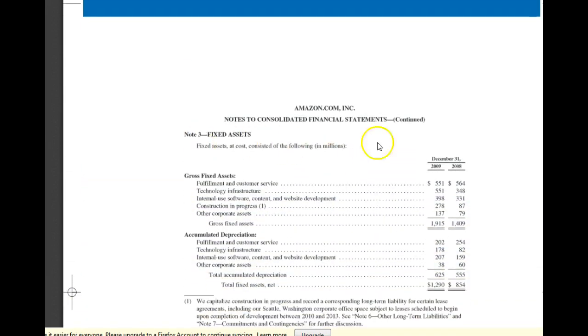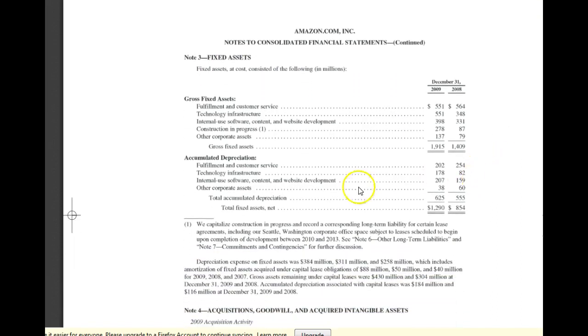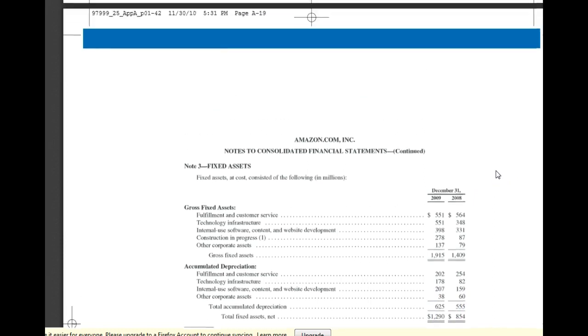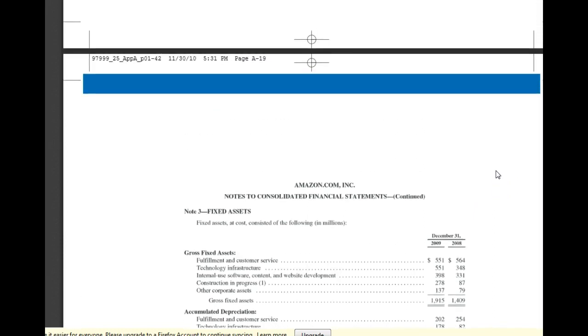Here's note 3. And this will show you the total cost, because this is what they paid for, the cost on book. This is the accumulated depreciation right here. This becomes their book value. So it's really easy to read these. It's just having the patience to be able to go through them. So I think this is a good activity.